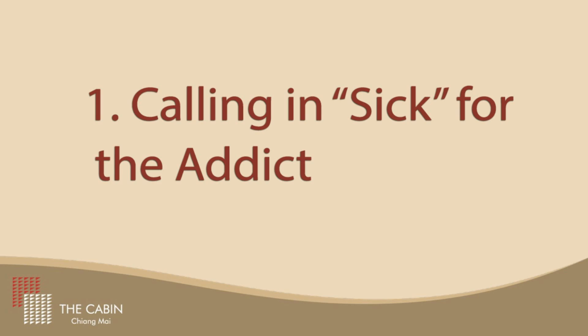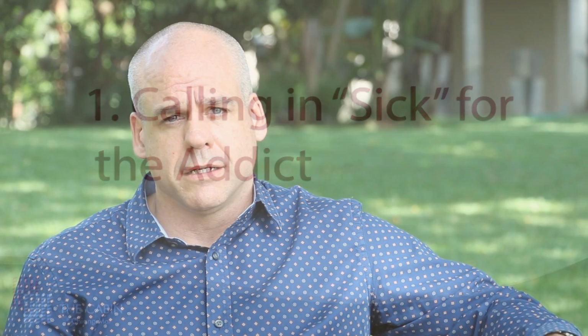One of the first types of enabling behaviors that's commonly used is calling in sick for the addict. The loved one might be too hungover to make it to work, or they may actually even be still intoxicated, or they may have even gone missing from using. We'll know that they need to be at work, we'll know that they need to be covered for, and we'll call in for them. Unfortunately, what we're doing is not allowing the addict to experience the natural consequences of their addiction.